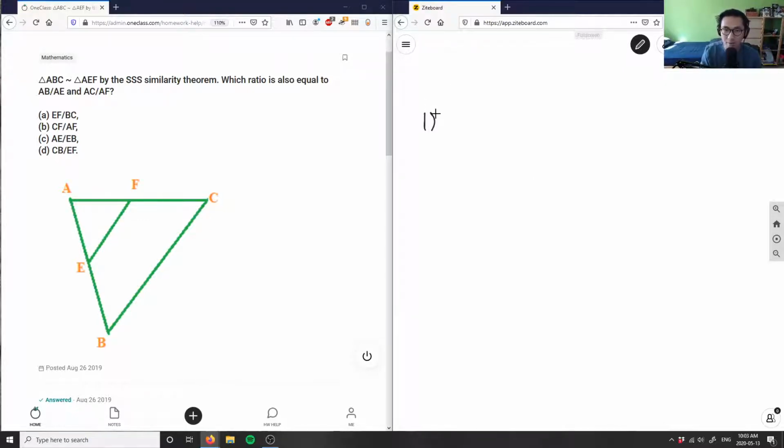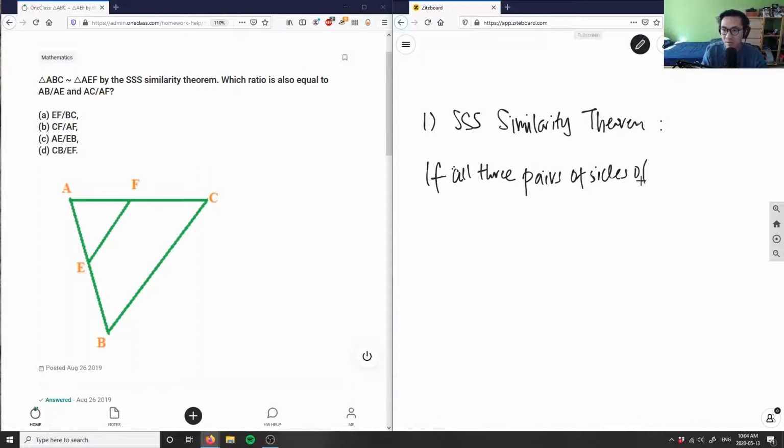It's asking us which ratio is also equal to AB over AE and AC over AF. Let me write this down first. The side similarity theorem means that if all three pairs of corresponding sides of two triangles are proportional, then the two triangles are similar.